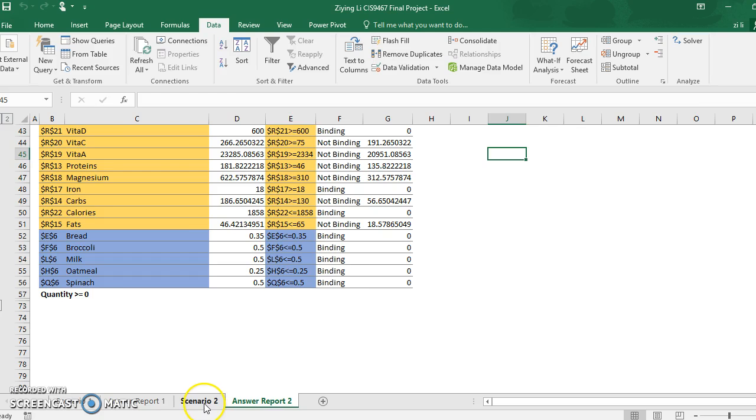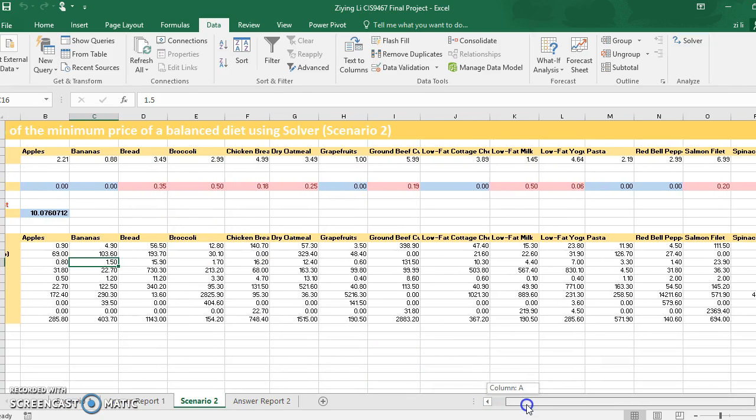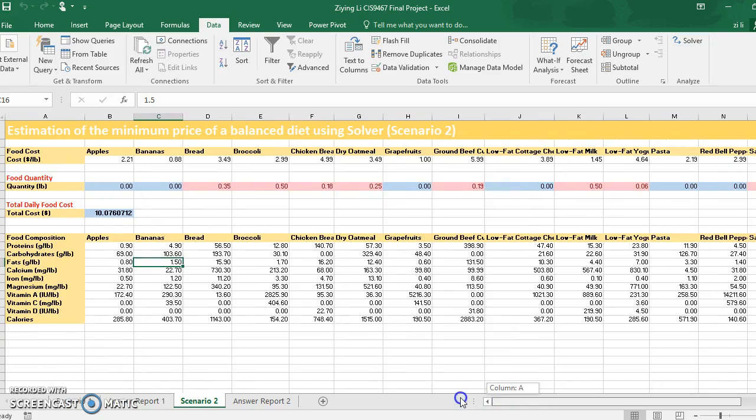And the second model returns a more balanced diet, of course at a higher cost. Now you can see more food items are selected. Now bread, broccoli, chicken breast, dry oatmeal, ground beef cube, low-fat milk, low-fat yogurt, salmon fillet, and spinach were selected at a minimum cost of approximately $10. And there you go. This is the minimum price for a balanced diet using Excel solver.